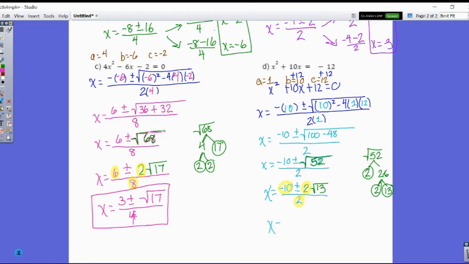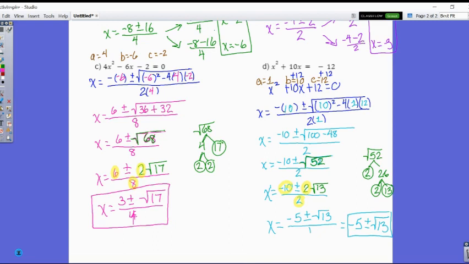So the negative 10 divided by 2 is negative 5. Keep the plus or minus. Then 2 divided by 2 is just a 1. So I don't have to write that as an invisible coefficient. Keep my square root of 13. And the denominator, 2 divided by 2 is 1. Again, realize I don't have to write an invisible 1 denominator, so you can just have negative 5 plus or minus the square root of 13 as your solution.